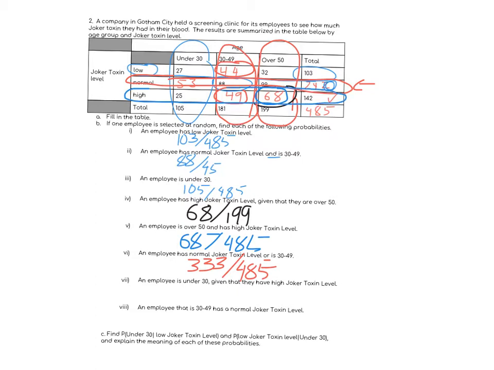So we're looking at the high joker toxin level and under 30. So 25 out of 142. An employee that is 30 to 49 has, so we're only looking at this column, a normal joker toxin level, and we're looking at the 88 part of this. So 88 out of 181.